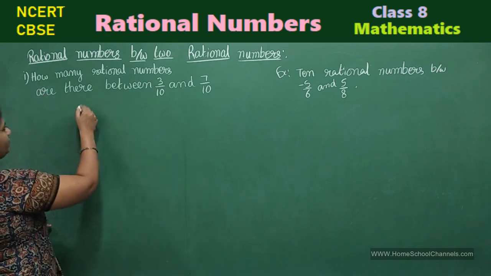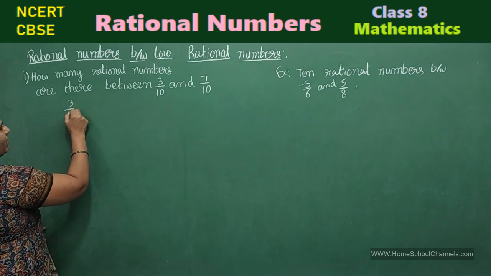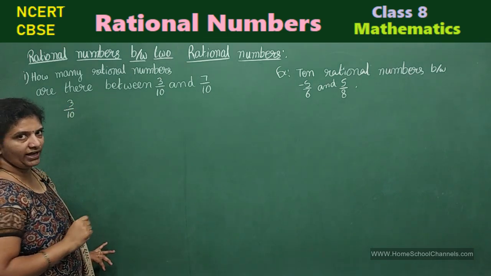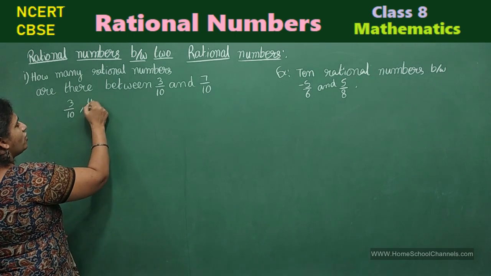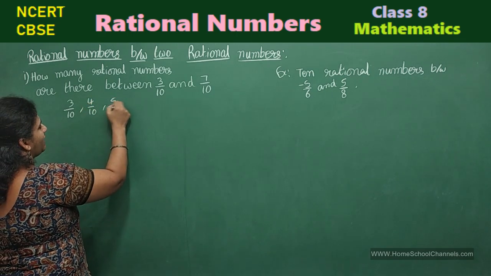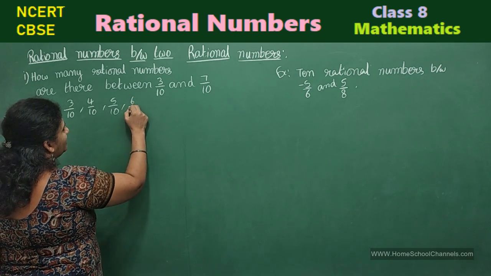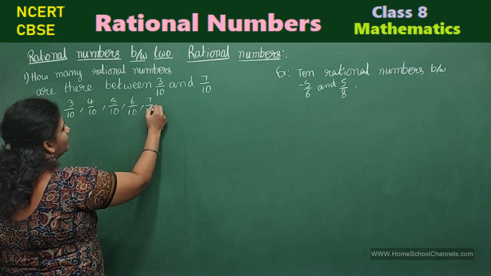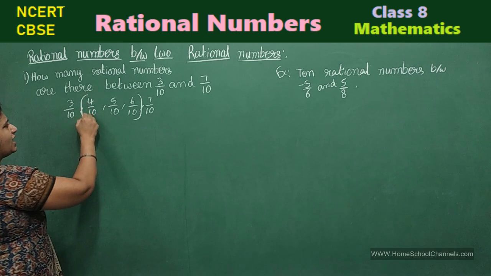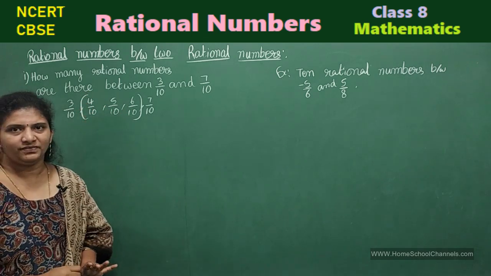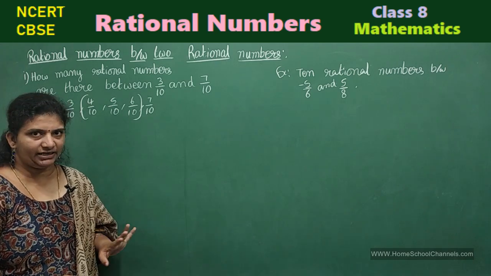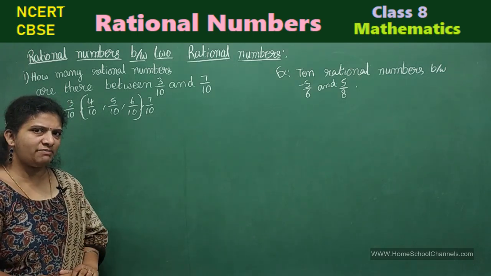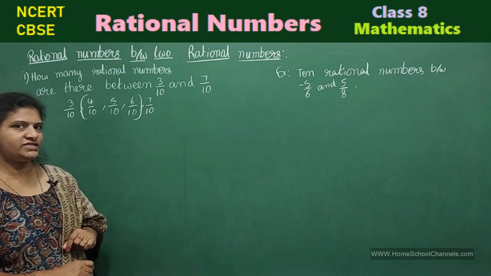If it is the same, see here 3 by 10 on a number line, you can remember 3 by 10, after that what are you going to get? 4 by 10, 5 by 10, 6 by 10, 7 by 10. But between means I say only these three. Between, I should not use 3 by 10 and 7 by 10. Only these three rational numbers are there. Okay, let us check it out.